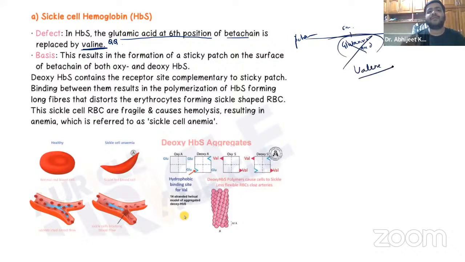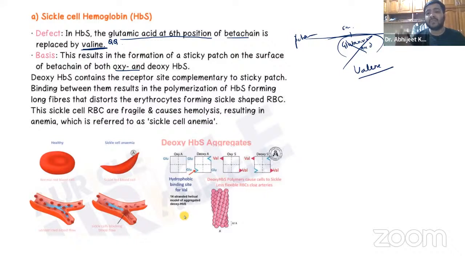It will be replaced by valine, and this results in the formation of a sticky patch on the surface of the beta chain, of both oxy and deoxy hemoglobins. Now, what happens if valine gets attached to the sixth position, replacing the glutamic acid? There will be a sticky patch formed.